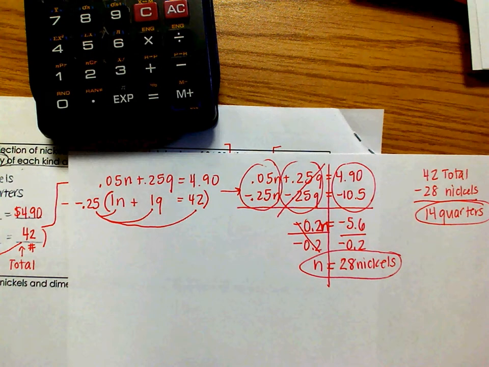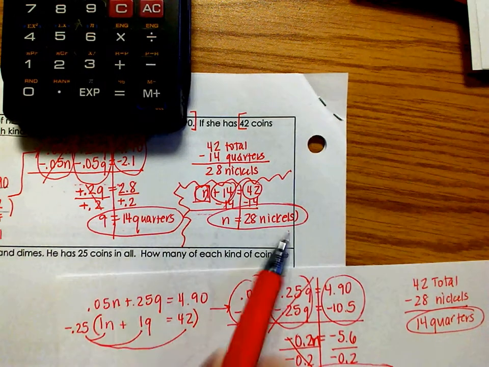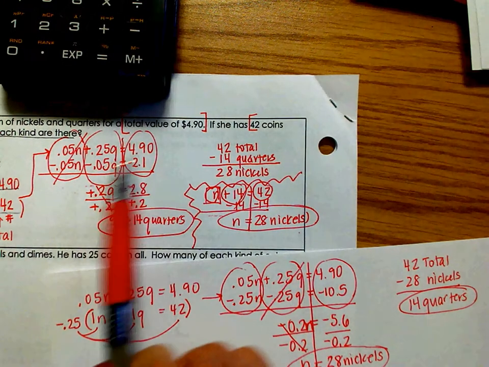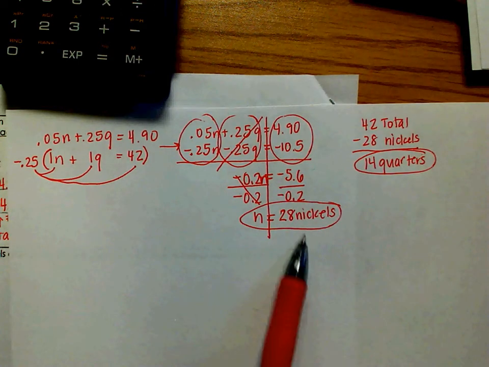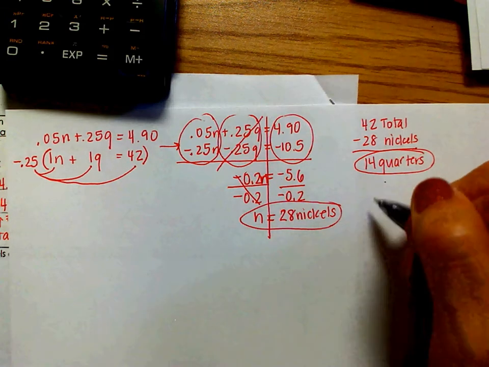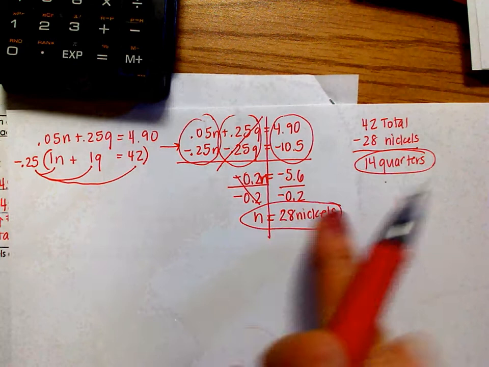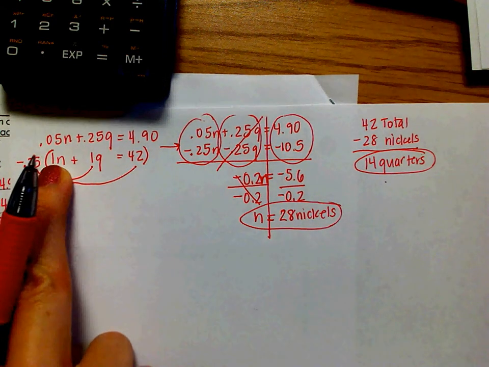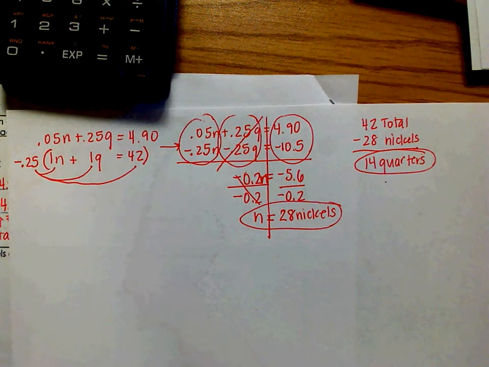Let's see if that's right. Yeah, look over here. We got 14 quarters and 28 nickels. It's just that with this method or this elimination, we got the quarters first and then found the nickels, whereas this one, we found the nickels first and then we find the quarters. So the other way to find the quarters and show your work is to substitute the 28 into n for one of these equations. I'm going to try substituting it into the bottom just because it looks less complicated. You can do it to the top too. Okay, in fact, let's try it to the top.